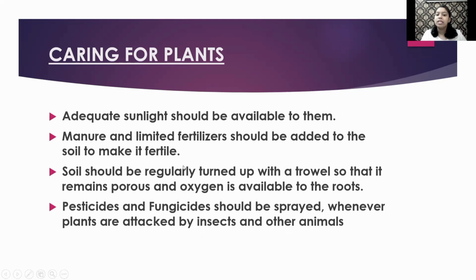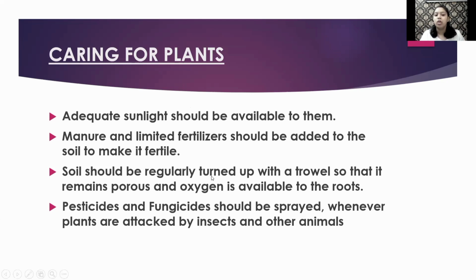Adequate sunlight should be available to them as they are growing. They need food, and they need sunlight also, so you should make sure that sunlight is available to them. Manure and limited fertilizers should be added to the soil to make it fertile. Fertilizers help the plant to grow into a healthy plant, so you need to add these to the soil.